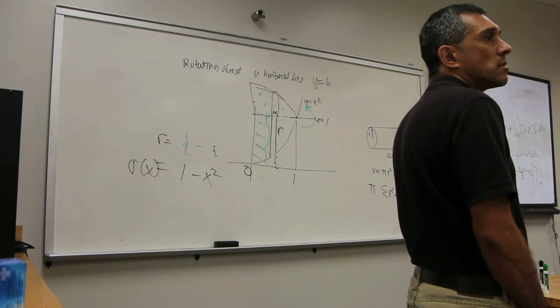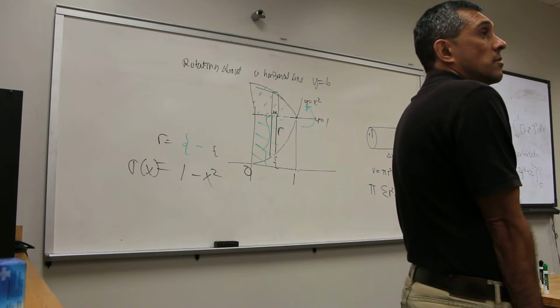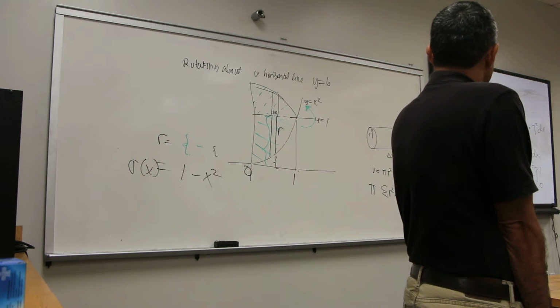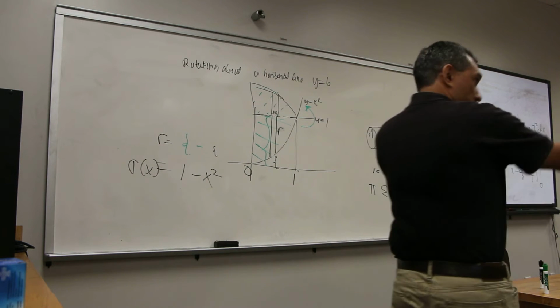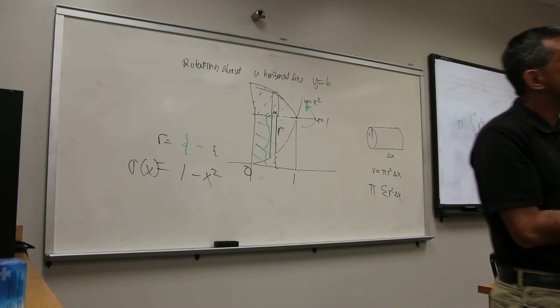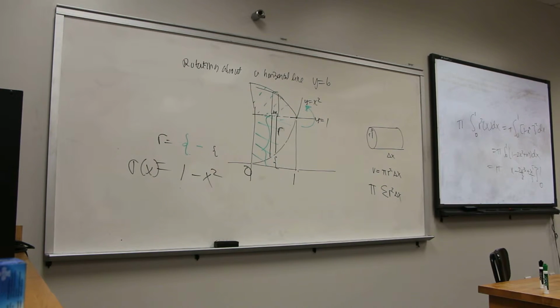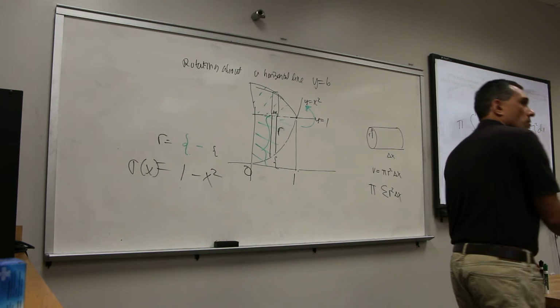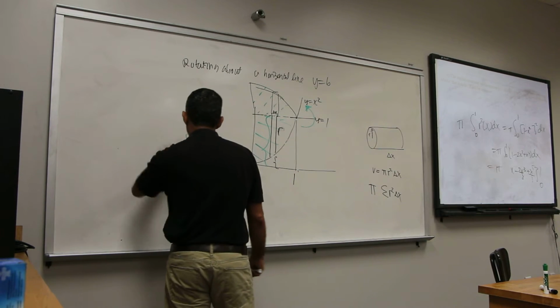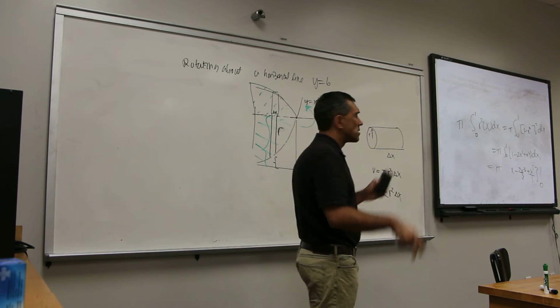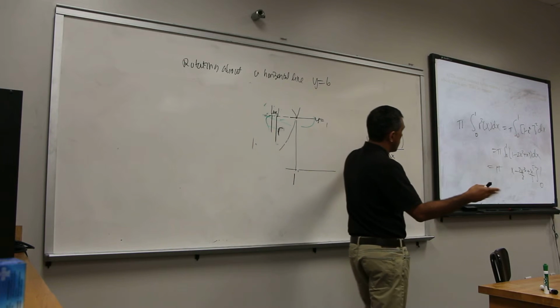Mr. Harris, if the line was y equals 2, would it just be 2 minus x squared? Let's do it. The line is what? If y was 2. You're rotating about what line? That's a horizontal line, y equals 2. Yes. You want to do that? Do it. You just have to think. I'm not going to give you a formula.